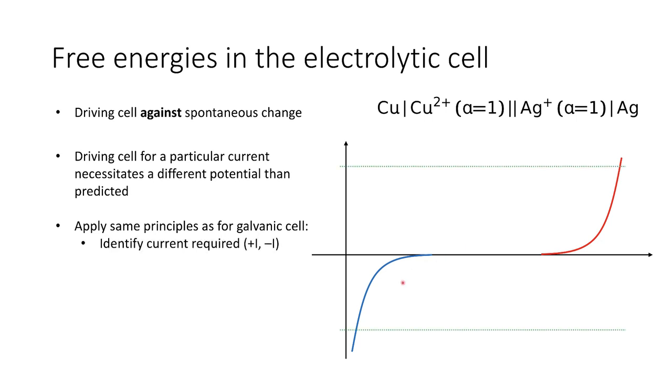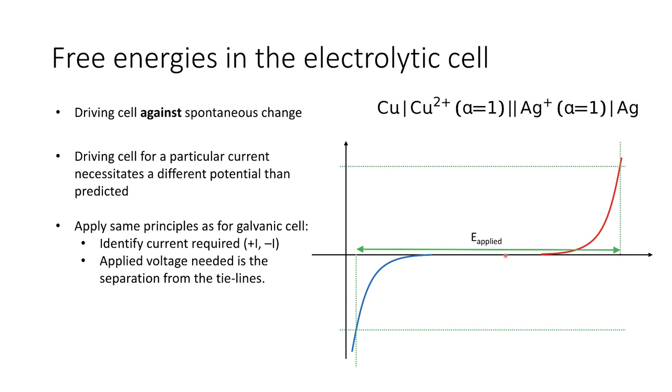So we apply the same principles as for the galvanic cell. We identify a current required, so we identify our anodic and cathodic components, and the applied voltage that we need is once again the same separation from the tie lines as we found before, meaning that we have to apply a much greater potential in order to drive a current through that cell than thermodynamics would otherwise predict.